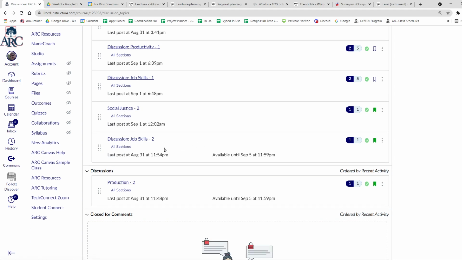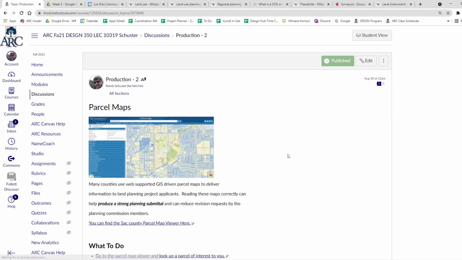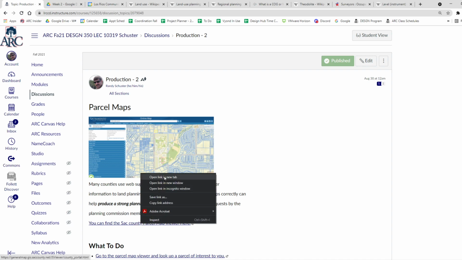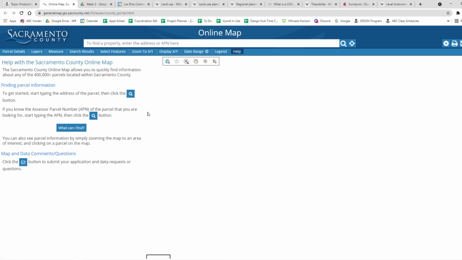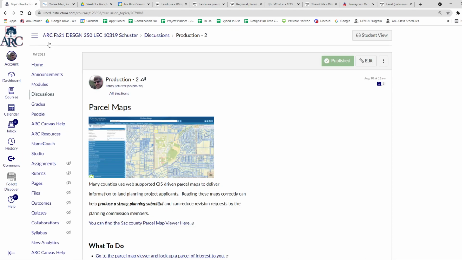So we've got 3 things to look at. This production one is fairly straightforward, and it's a parcel map thing, right? And you can find parcel maps, and I give you a little link here to go to. So there's the parcel map, and here it is. It's near American River College, so that's kind of cool. And I want you to just sort of look at it. And if you can really read these and use these correctly, it really helps your submittal.